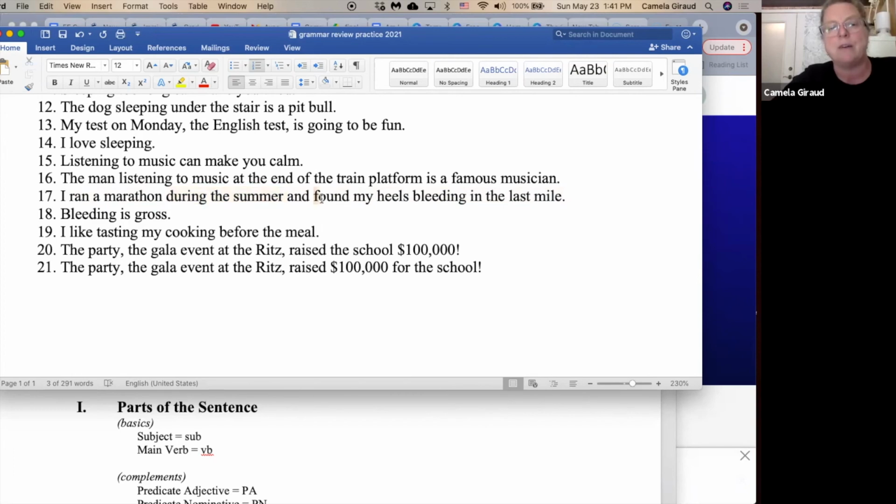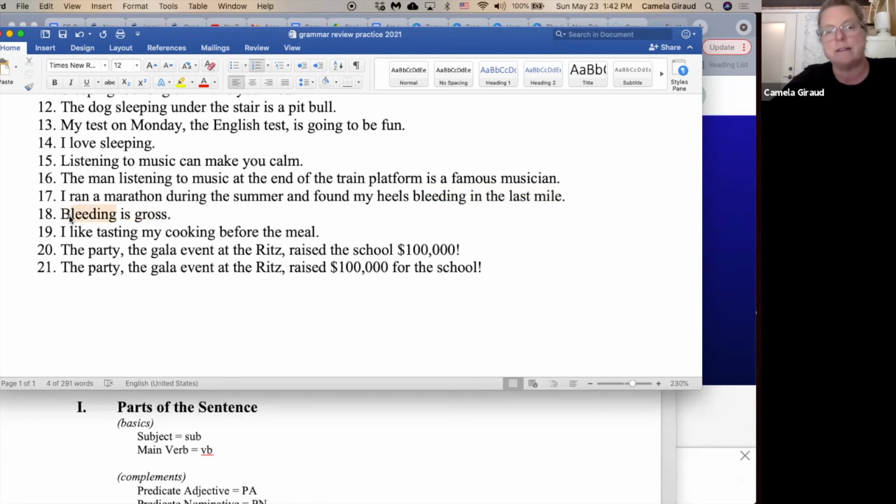Oh, and found. Look, I ran the marathon and found. So here's a second main verb. What did you find? My heels. So that's a direct object. Bleeding in the last mile. So that's a participle. It's describing the heels, right? It wasn't my heels shining in my socks or my heels wrinkled from the rain or whatever. They were bleeding in the last mile. So participle.